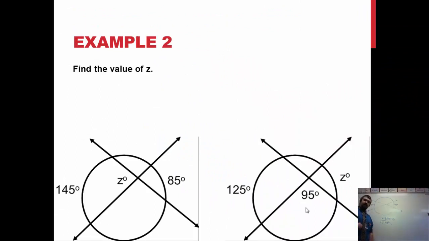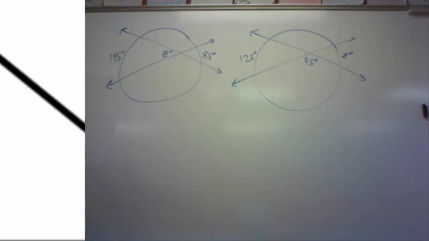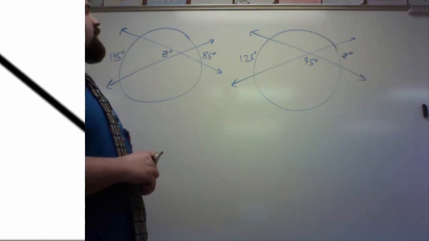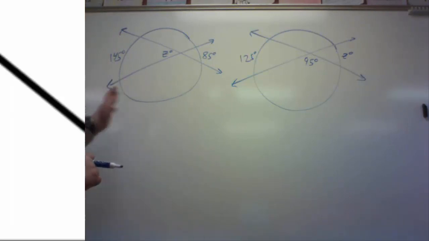So let's do a few examples. Find the value of z. So there's two circles. Try and find them on your own quickly. See if your answers match up to mine. Alright, so for the last one, if you did this correctly, let's just see real quickly here. I believe you end up getting 115 for z. And for the right one here, I believe you end up getting 45 for z. So 115 and 45. But let's make sure we did it correctly.